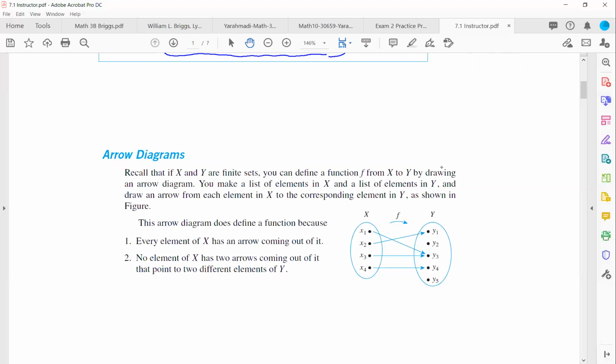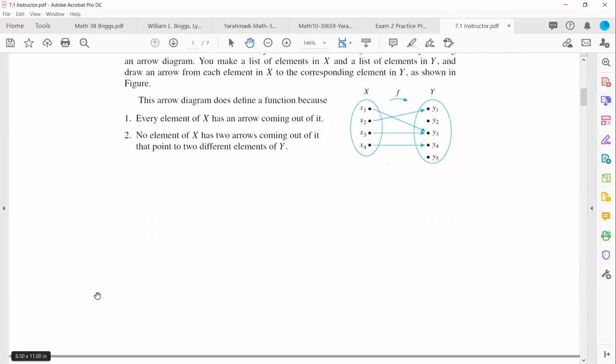So for example, this function maps x sub 1 into y sub 3. It maps x sub 2 into y sub 1. It maps x sub 3 into y sub 3, and it also maps x sub 4 into y sub 4. As you can see, there are elements in the codomain Y which are not mapped to any element in the domain X, and that's absolutely fine.